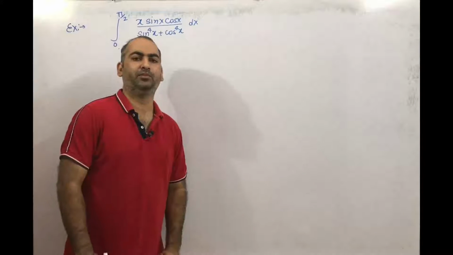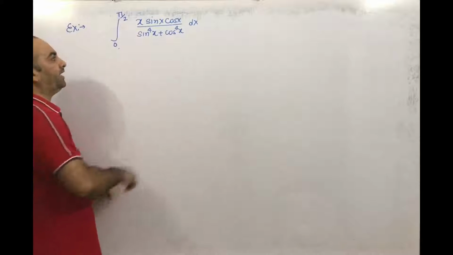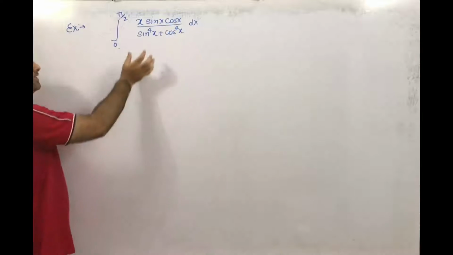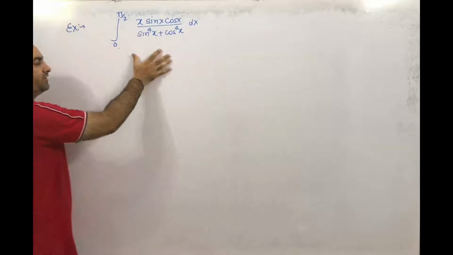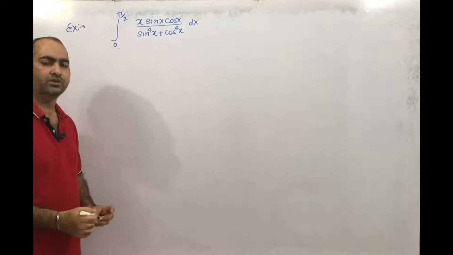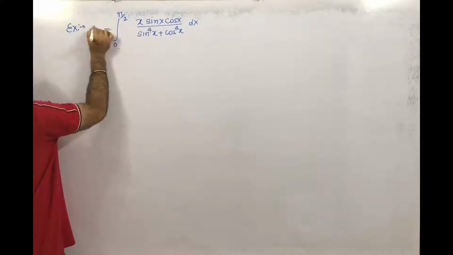Next we are discussing problems. The problem is the integration from 0 to pi by 2 of x sin x cos x divided by sin x to the power 4 plus cos x to the power 4 dx. So this one integration we have to do. First, we will assume this one as I.